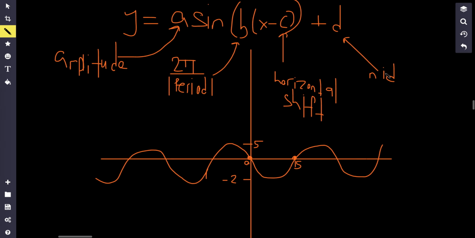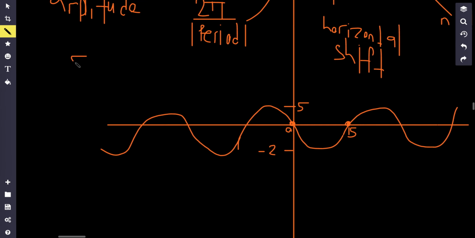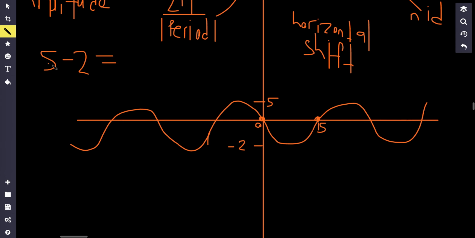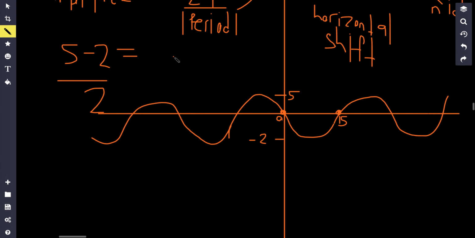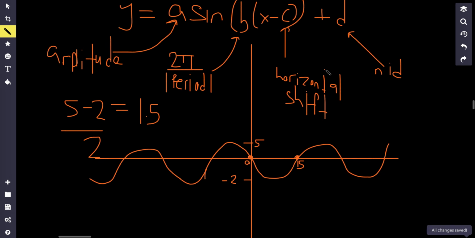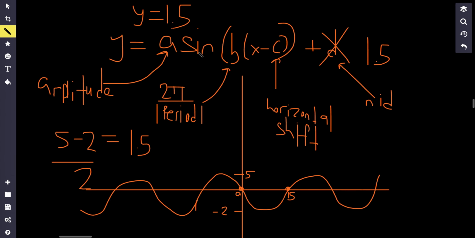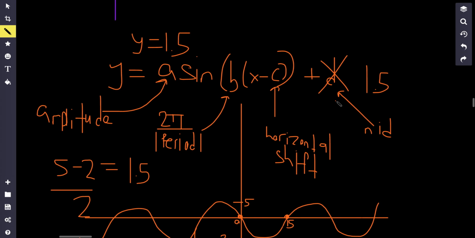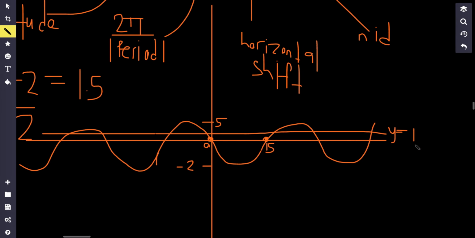Okay, so first, let's find the midline. That's what I always like to do first. The midline is just the average between the highest and the lowest points. So the highest point is 5, lowest point is negative 2. So the average is just going to be 1.5, I'm pretty sure. So the midline is y is equal to 1.5. In this case, our D term is just going to be 1.5 itself, okay? So let me just draw this: y is equal to 1.5.